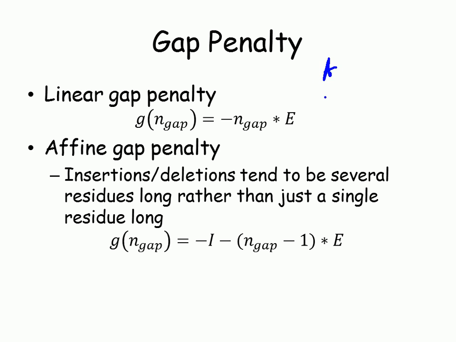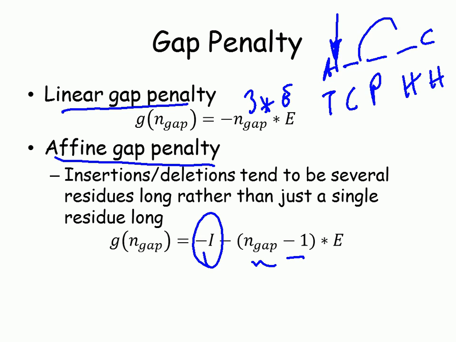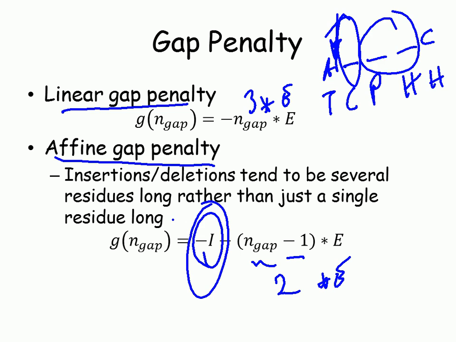So let me give you an example. Let's say we have A, T, gap, C, T, gap, H, C, H. Here, if you use a linear gap penalty, you will say 3 times the gap penalty. But if you have an affine gap penalty, you are opening the gap, so that's minus I, and then the number of gap characters minus 1, so you have 2 left, times E. So the first gap that you see in an alignment is the gap initiation, the gap opening penalty, and you use the rest to multiply with your gap extension penalty.